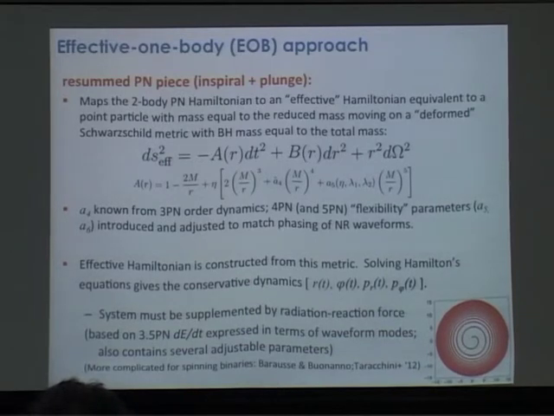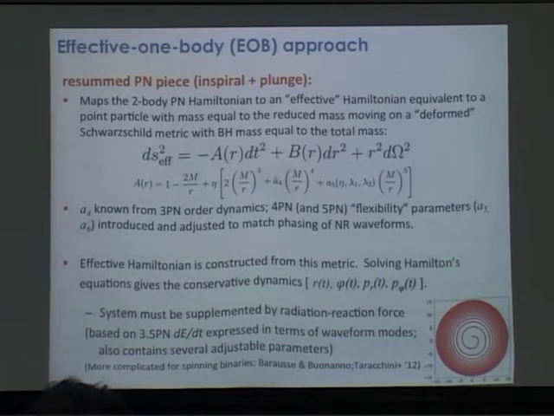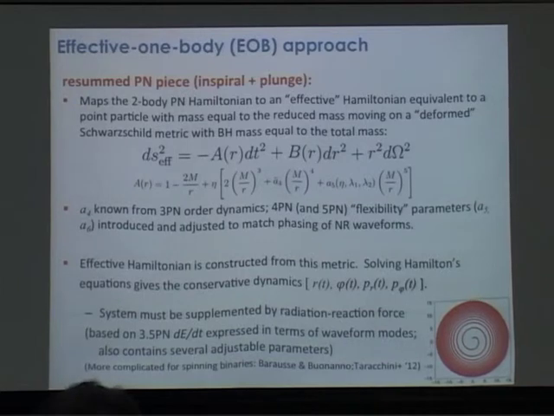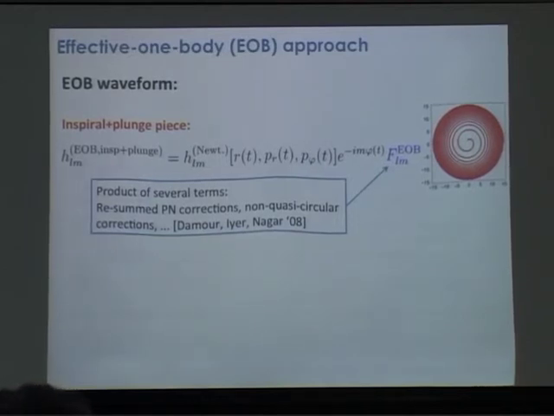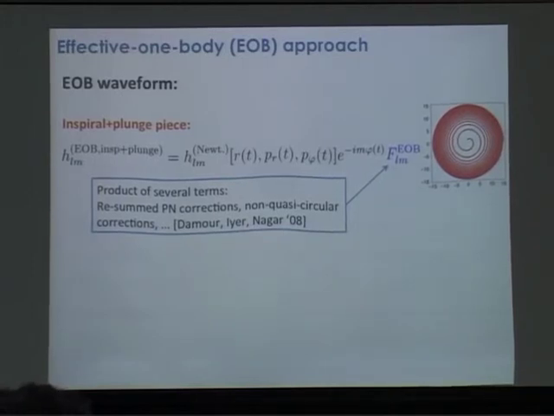And this procedure is actually more complicated than I described, especially when you get the spinning cases. So this is just to give you an overview of how it works. Once you construct the dynamics of the orbit, then you want to construct the waveform. And this is also a little bit complicated. You essentially write the waveform in different pieces. First you have this in-spiral and plunge piece, the part that takes me to everything except the ring down.